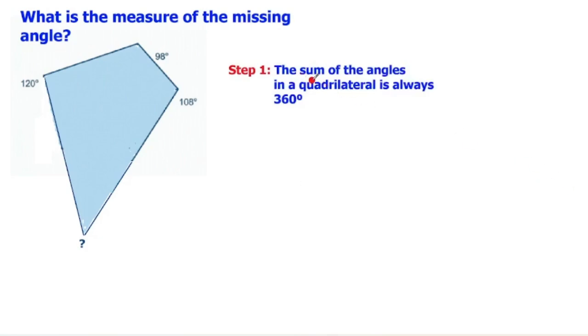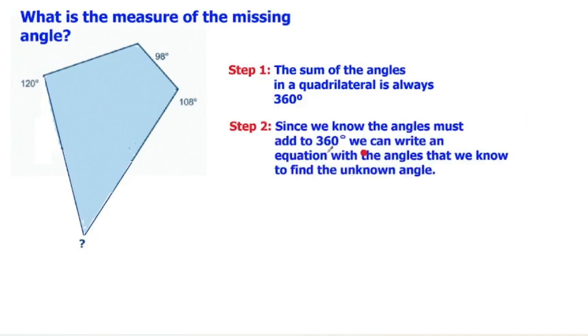So let's understand that the sum of the angles in a quadrilateral is always 360 degrees. Okay, so that makes it simple to solve. Since we know the angles must add to 360, we can write an equation with the angles that we know to find the unknown angle. So the angles that we know are 120 plus 98 plus 108. And then this is the unknown, plus question mark, equals 360 degrees. So if we add up all these corners, they add up to 360.